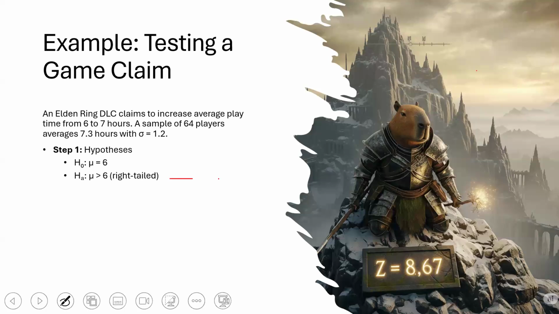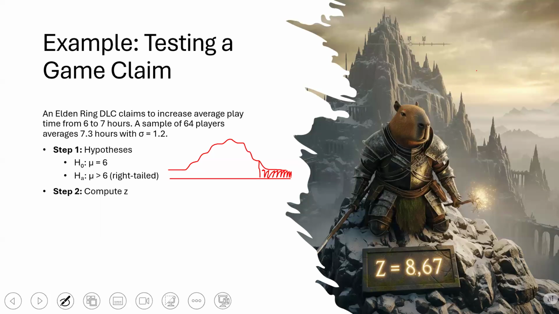So when we're looking at a normal curve, we're only interested in the right side, the bigger than. All right, step 2, we're going to compute the Z statistic. We collected a sample of 64 players, and their average play time was 7.3 hours. We're told that the population standard deviation, sigma, is 1.2 hours.